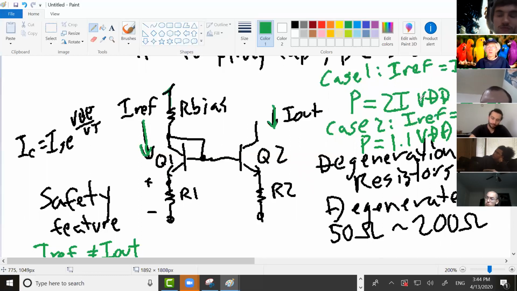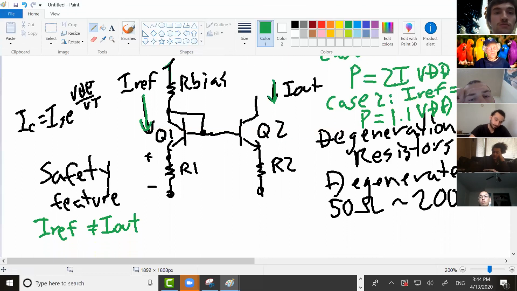So there are times when you want different currents in both sides. I don't think you'll use it in lab. I'm not sure though. It all depends on who the instructor is.